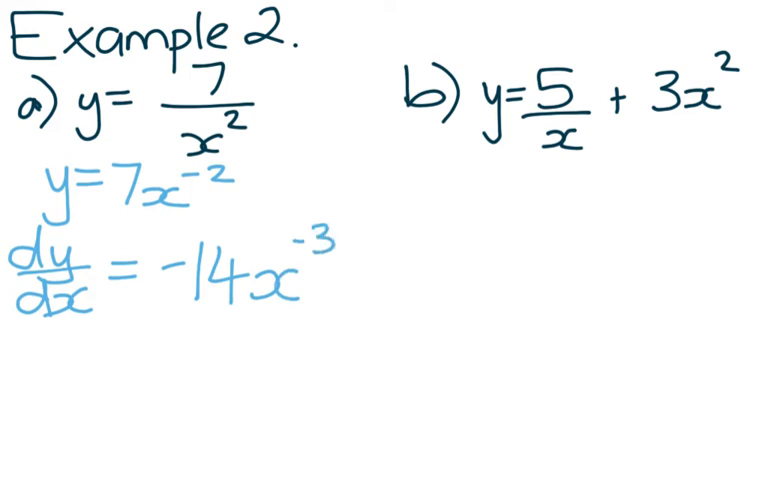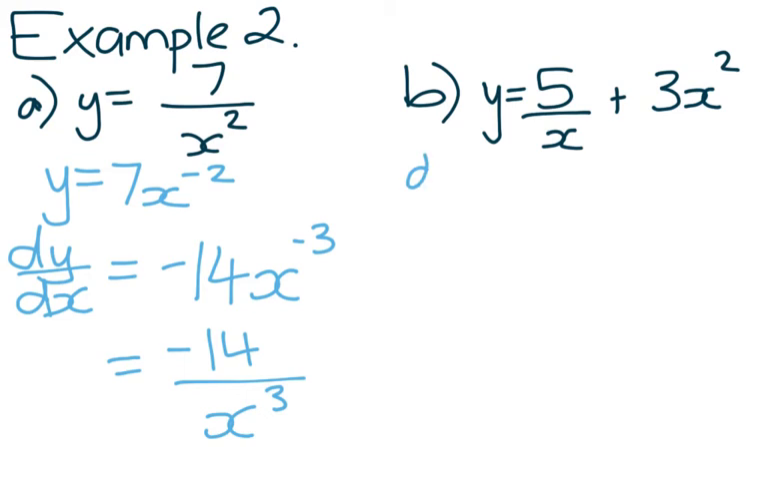So we've got negative 14x to the power of negative 3, which is also going to be negative 14 over x cubed when it's written with positive powers. So then part B is y equals 5 over x plus 3x squared.